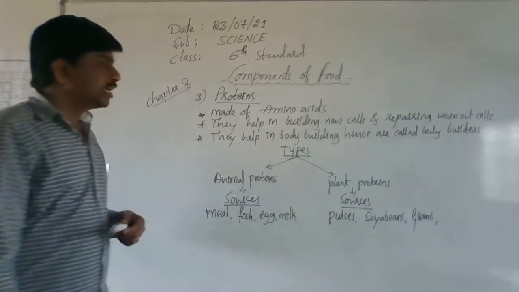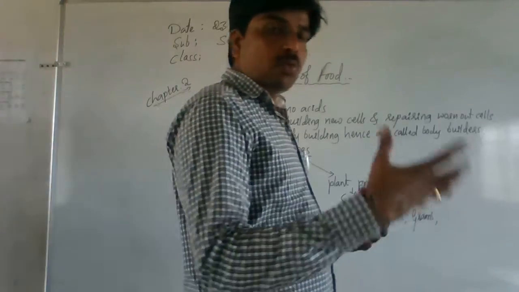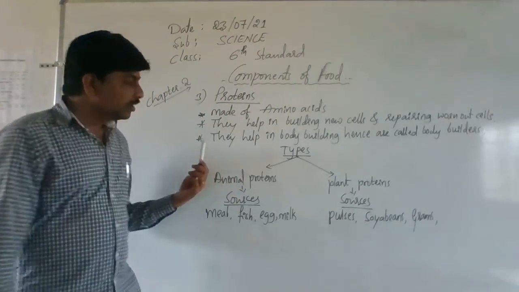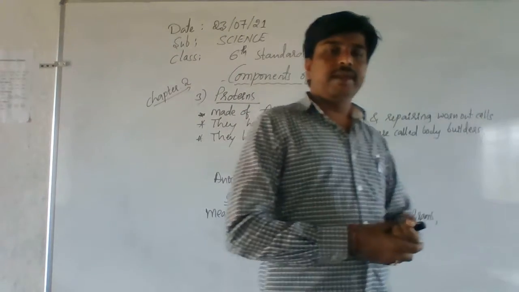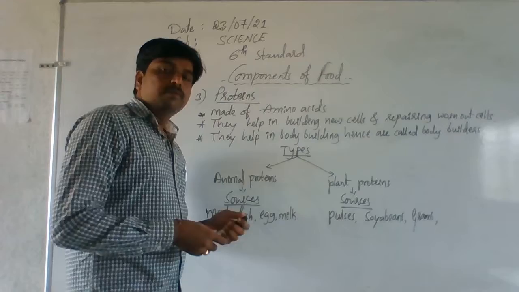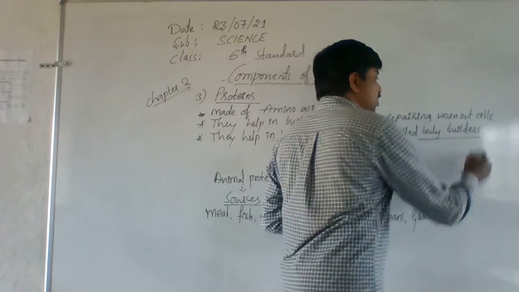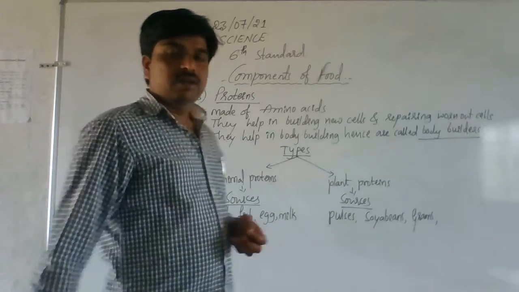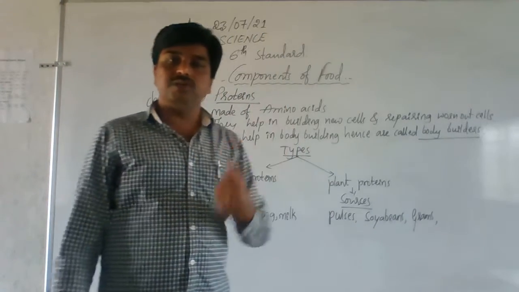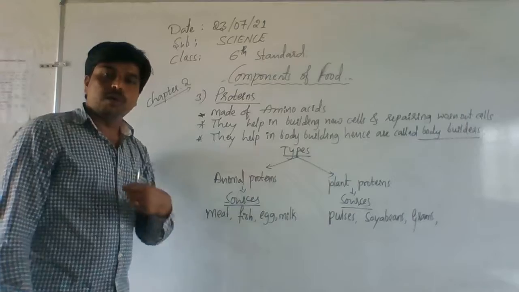So these proteins, they help in building new cells and repairing worn out cells. And finally, these proteins help in body building. Hence, proteins are called body builders. Remember, proteins are called body builders. Carbohydrates and lipids are called energy producers, but proteins are called body builders.